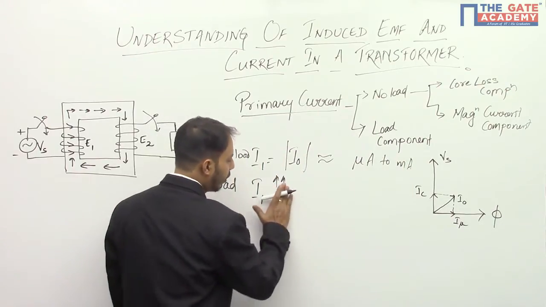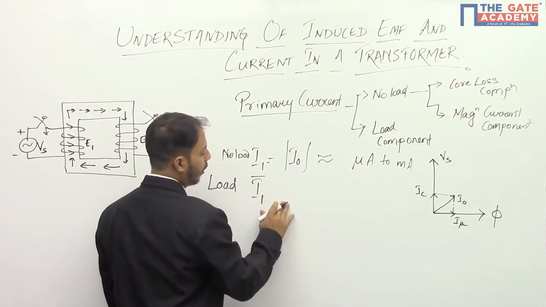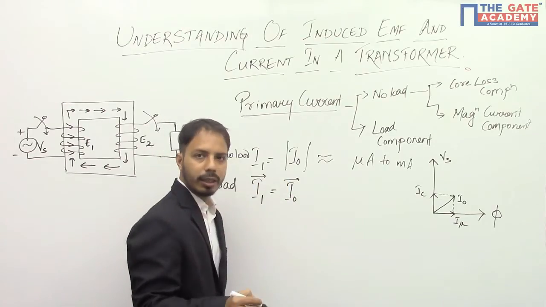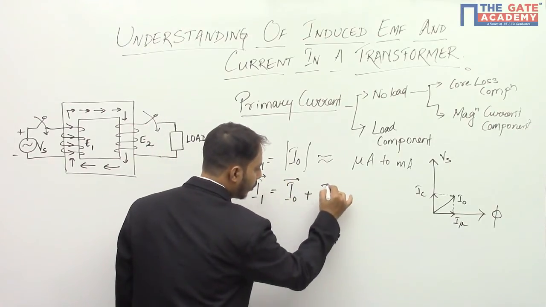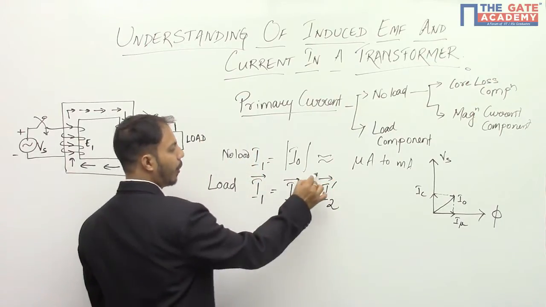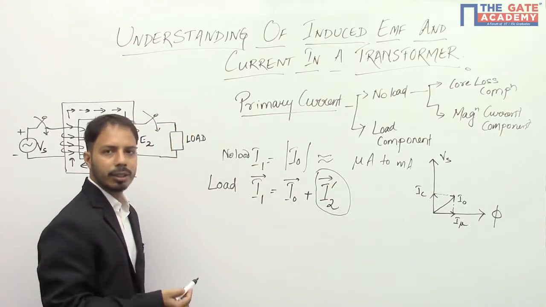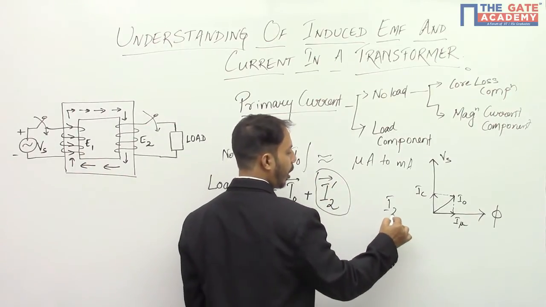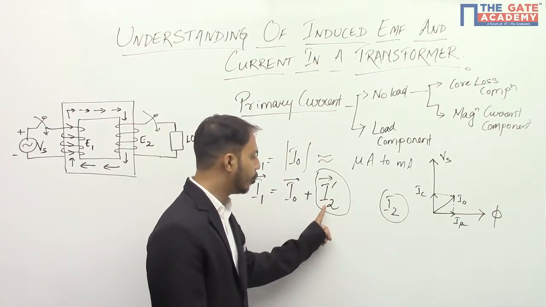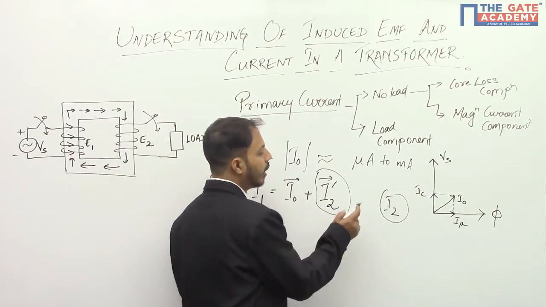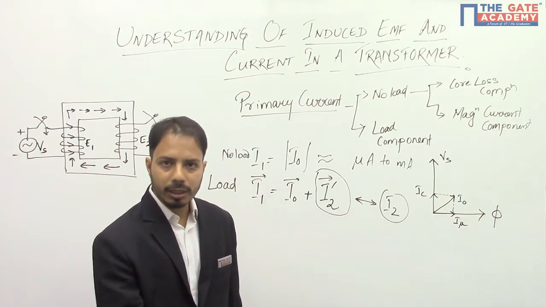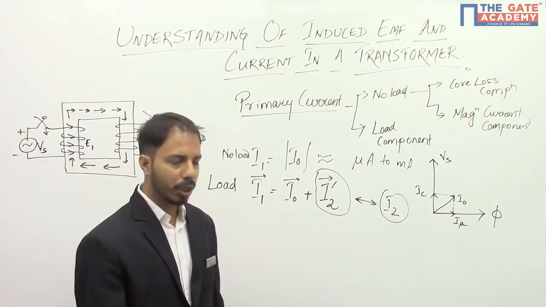Generally this I1 has a no load component that is I0, and with this one more component comes, which I will call I2 dash. That means this component is increasing due to the secondary current I2. Now this is the secondary current, and this is the current which is increasing in the primary. There is some relation between these two. What is the relation? Where is the relation coming from? This is what I am explaining. I hope you are following me.